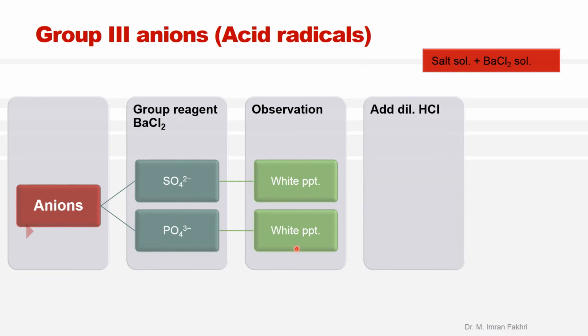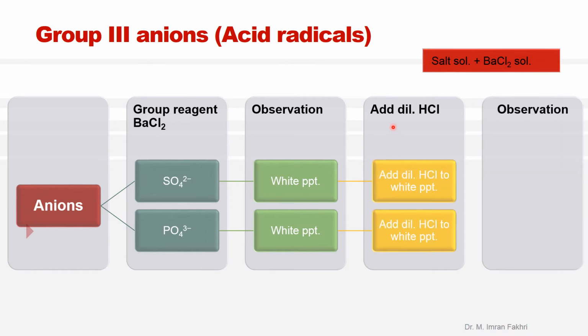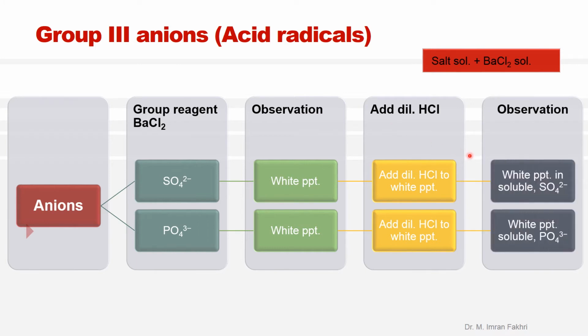We have to distinguish by the addition of dilute HCl to the white precipitates. If the white precipitates are not soluble with the addition of dilute HCl, then we have sulfate present in the given salt. If the white precipitates are soluble with the addition of dilute HCl, then we are going to say that our salt contains the phosphate ion.